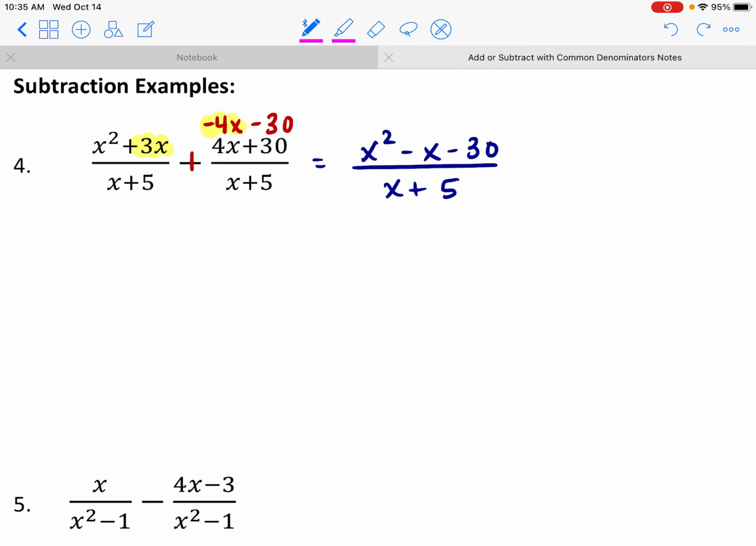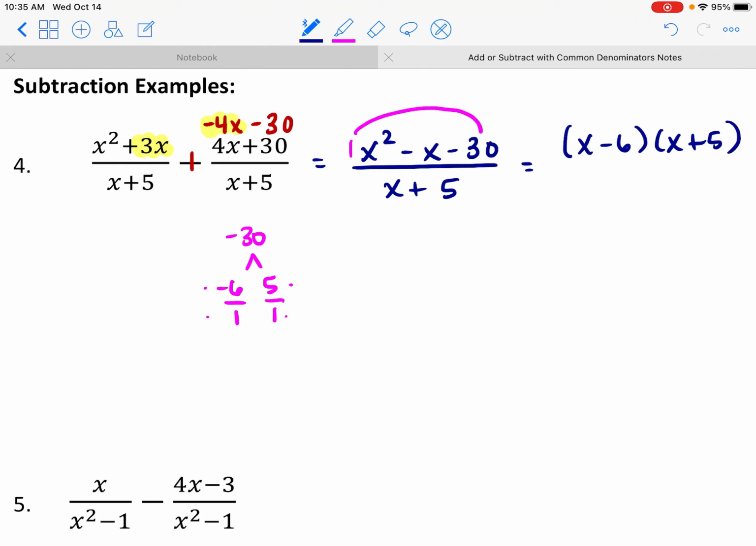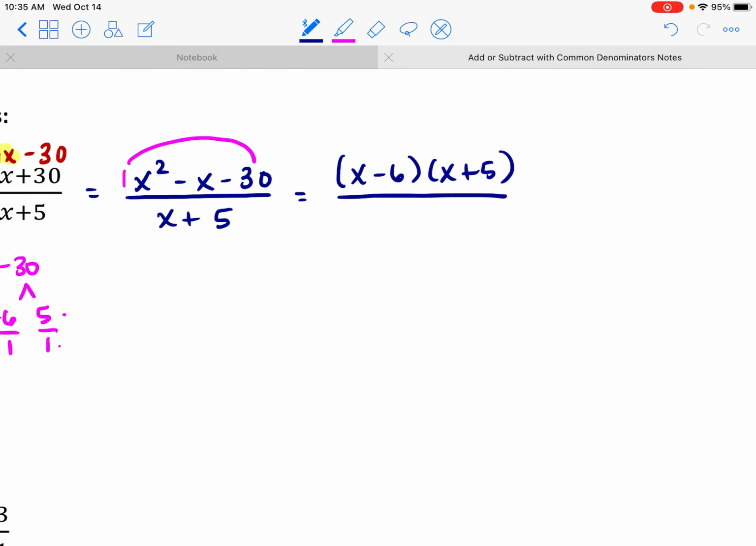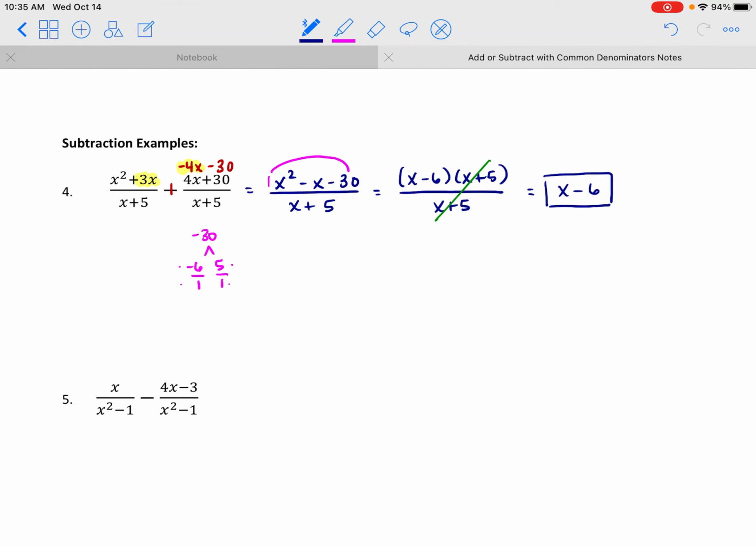So if I factor in my numerator, factors of negative 30 that make negative 1 would be negative 6 and 5. Dividing by 1, I see 1x minus 6 and 1x plus 5 will be my factors. So again, 1x minus 6 and 1x plus 5 in my numerator. And in my denominator, I still have the common denominator, which was x plus 5. And now we're good because we've got an x plus 5 in common to our numerator and denominator. So the resulting answer is the x minus 6 that is left over in our numerator. Okay? So just be careful with the subtraction.